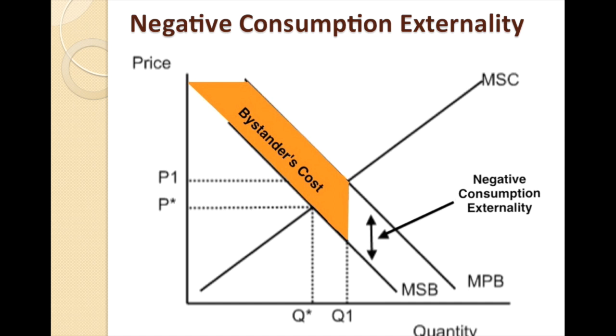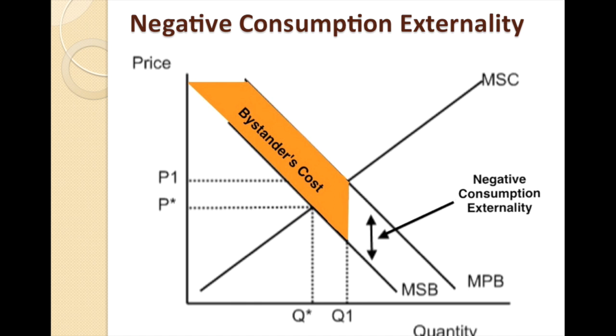The efficient level of output is at Q star and P star, where marginal social cost equals to marginal social benefit. However, the guy is consuming at an inefficient level where marginal social cost equals to marginal private benefit. The overconsumed amount of perfume is shown in between Q1 and Q star. In between marginal private benefit and marginal social benefit is the negative consumption externality.